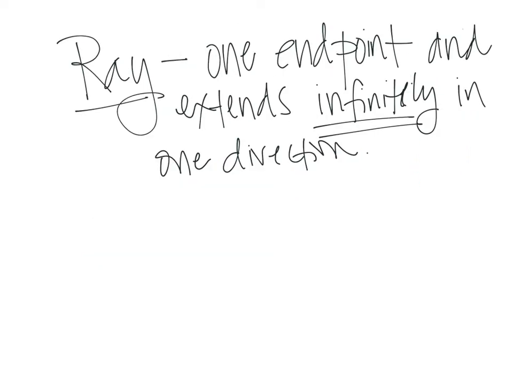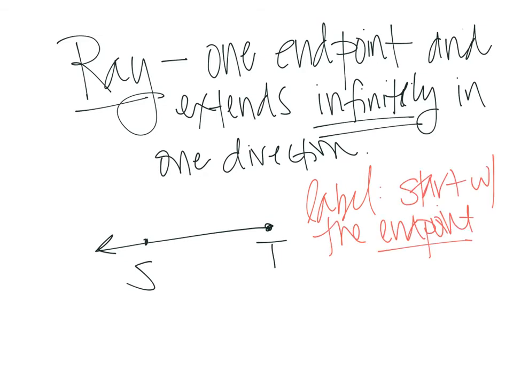Our next one is a ray. A ray has one endpoint and it extends infinitely in one direction. So you can think of this like the rays of the sun. The rays of the sun start at the sun and extend infinitely in one direction. So it's really important when we label rays that we start with the endpoint. So when we label, you must start with the endpoint. So I know y'all are sitting here going, I want to label this ST, ray ST, but it is not ray ST. This one is actually ray TS.